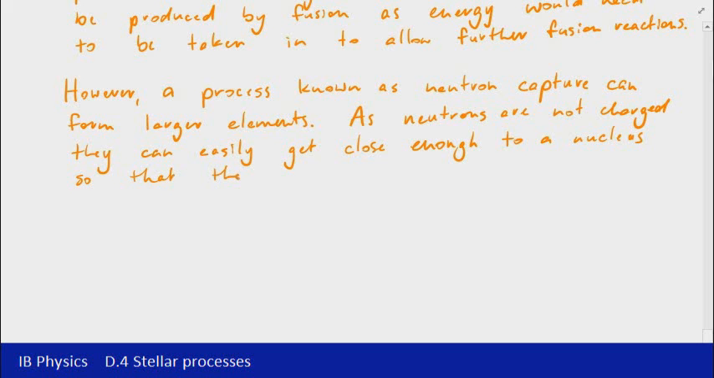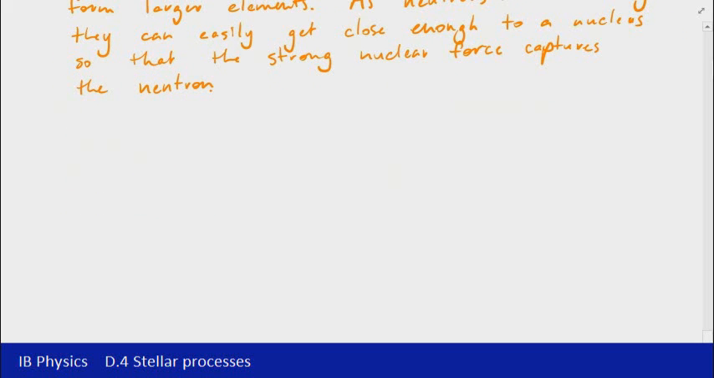Or another way to think of that is that the strong nuclear force captures those neutrons. And when the strong nuclear force captures those neutrons, it means that they're now within the nucleus, they're part of the nucleus, and we've basically created a different isotope. So in that situation, the newly formed nucleus will increase in mass number, but not in atomic number.